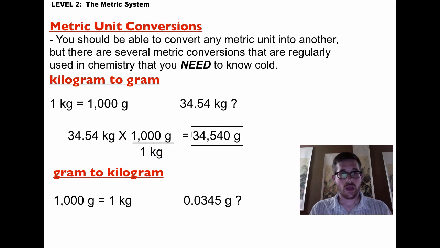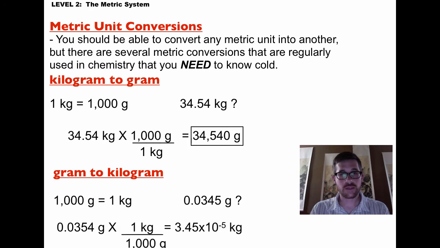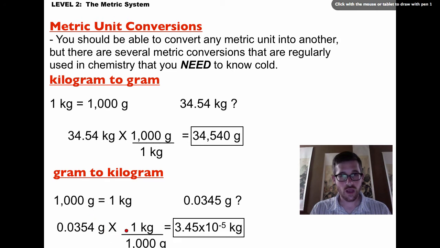Okay. Grams to kilograms, so the vice versa, the opposite. It's a very similar problem. Let's say we have 0.0345 grams. This time our domino is flipped over where we have kilograms now on top. We have 1,000 grams on the bottom of our domino, and we get a much smaller value this time, and that makes sense because kilograms are bigger than grams.